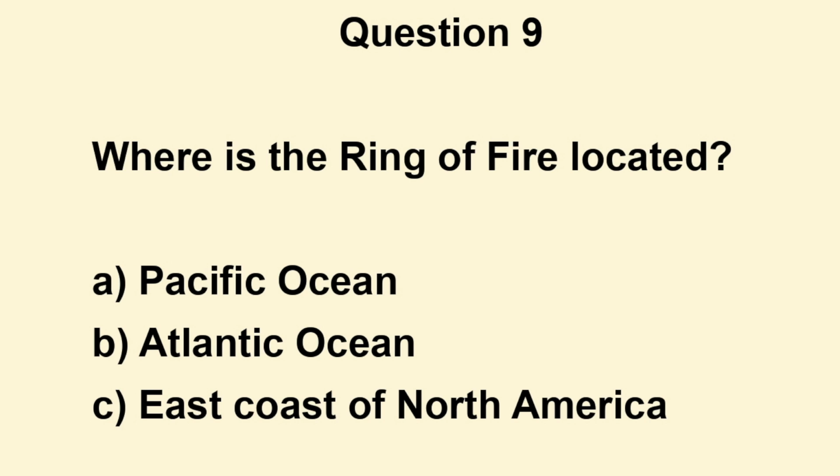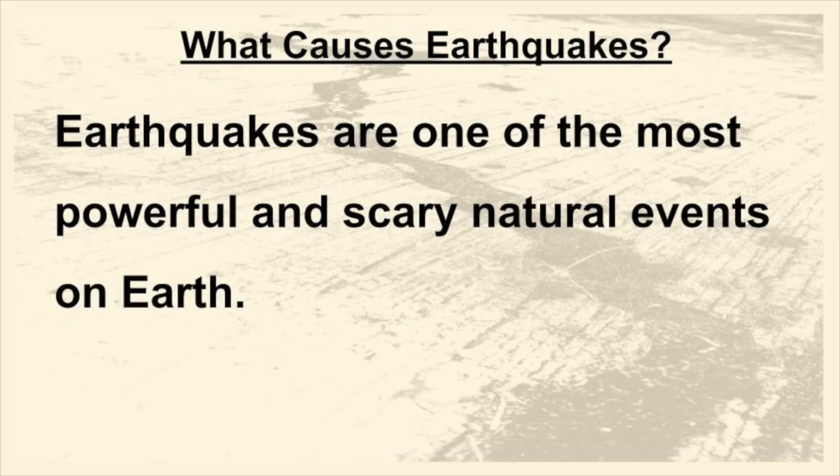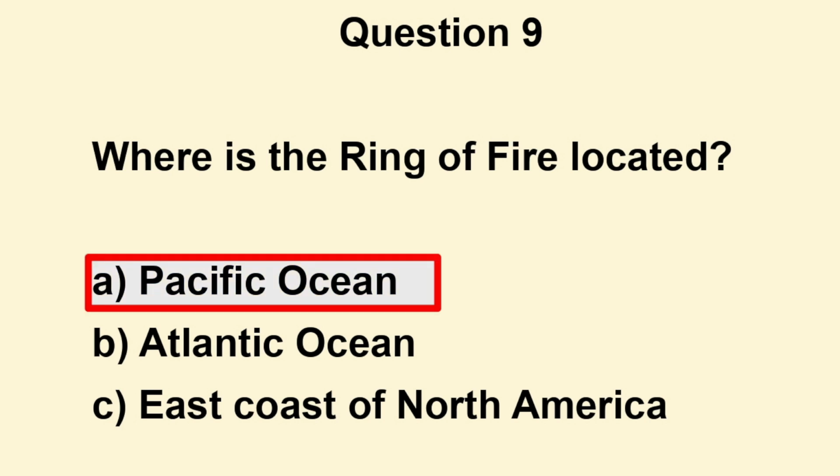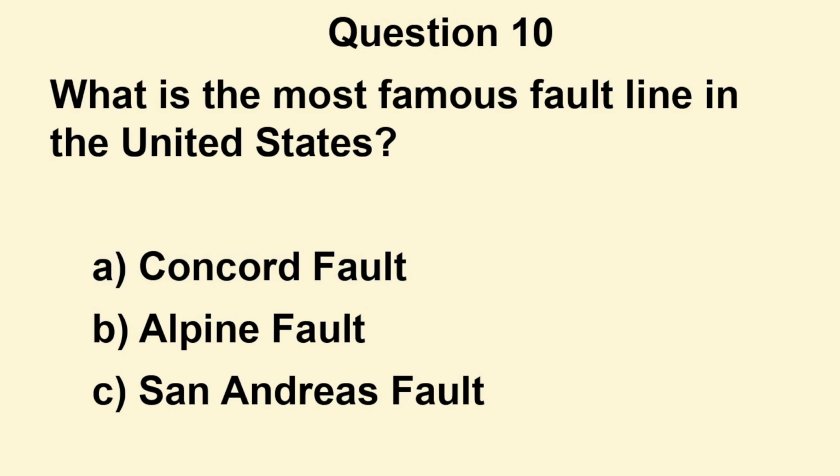Question 9. Where is the Ring of Fire located? A. Pacific Ocean. B. Atlantic Ocean. C. East coast of North America. Question 10. What is the most famous fault line in the United States? A. Concord Fault. B. Alpine Fault. C. San Andreas Fault.